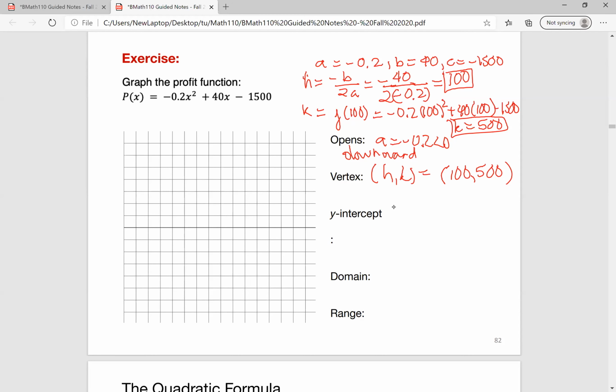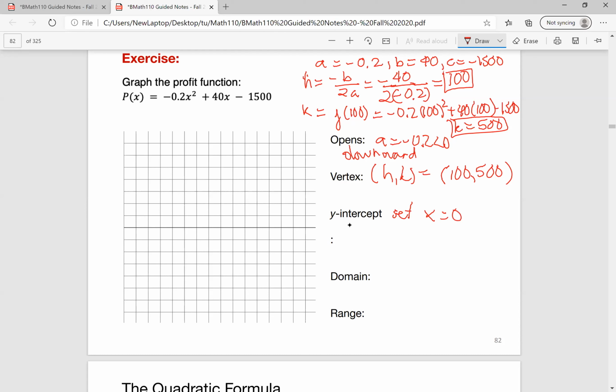Okay, so for the y-intercept, we'll set x equals 0, and then you will have what? P of 0 will be equal to, the first term has x equal 0, so I'm going to put 0, plus the second term has x also equal 0, and minus 1500. So then you're going to have negative 1500 for the P of 0. And that will give you the y-intercept as the ordered pair 0, negative 1,500.